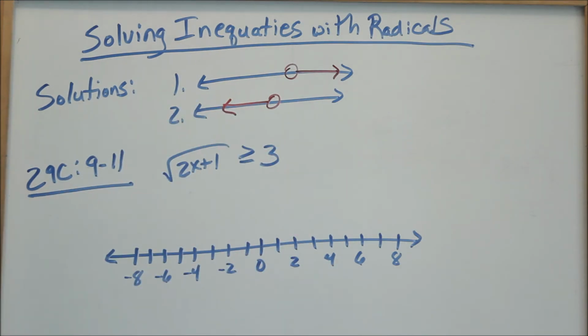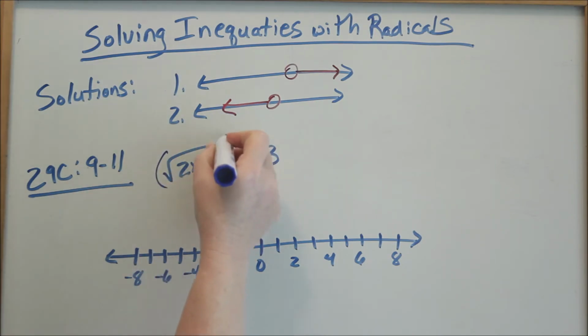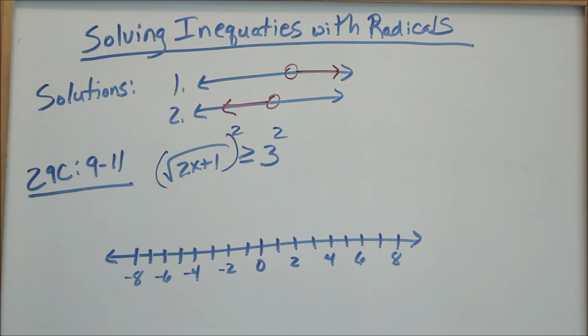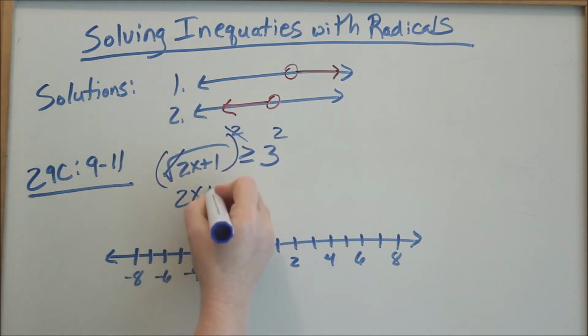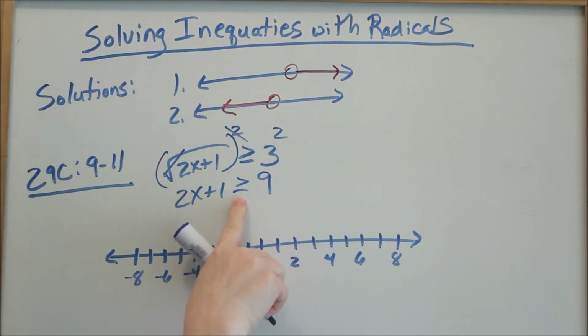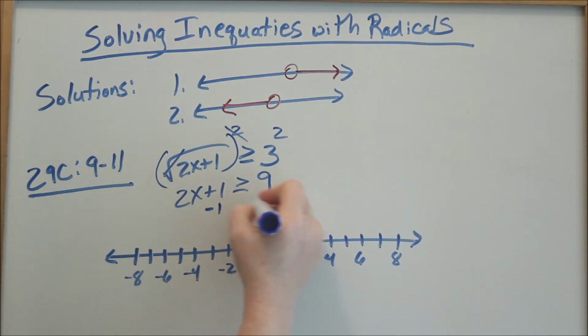If you look at 29C, we're going to do 9 through 11. So we solve this just like this is an equal sign here, so we need to get rid of that radical. So how do we do that? The opposite of square root is squaring. If we square the left side, we got to square the right side. So then that would leave the radical, that cancels. So 2x plus 1 is greater than or equal to 9. Keep writing that. Don't change it to an equal sign. Okay, then solve for x.